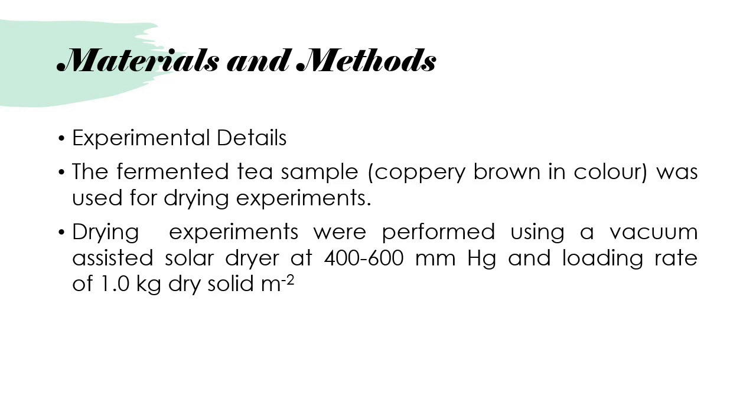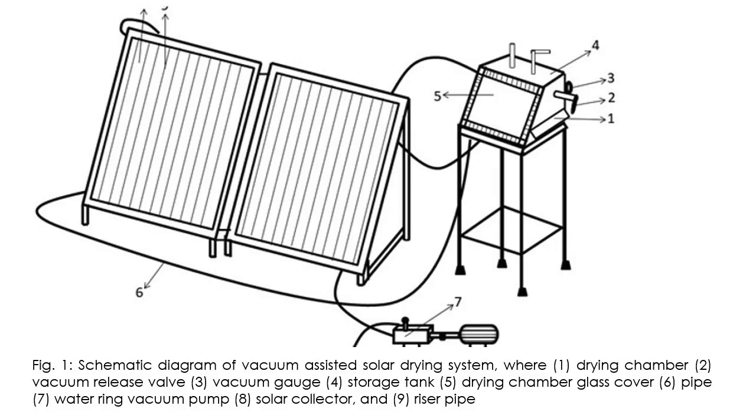Drying experiments were carried out using a vacuum-assisted solar dryer. The drying experiments were performed at vacuum levels of 400, 500, and 600 mm mercury at a constant loading rate of 1 kg dry solid per meter square. The drying system consists of 2 flat plate solar collectors, drying chamber, vacuum release valve, vacuum gauge, storage tank, drying chamber glass cover, water ring vacuum pump, several riser pipes, and piping system.